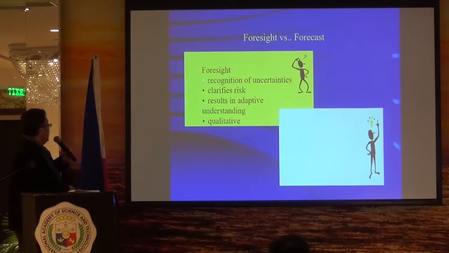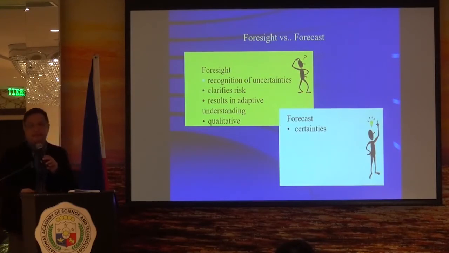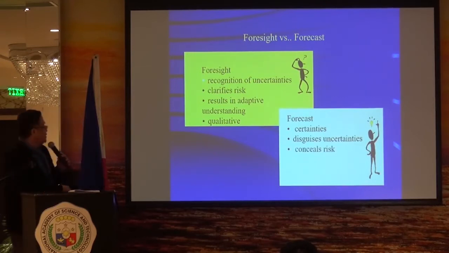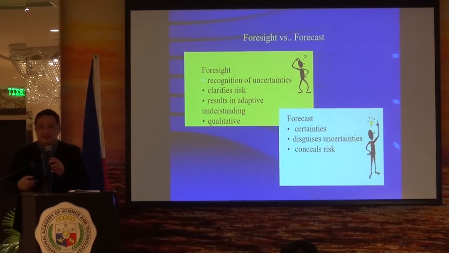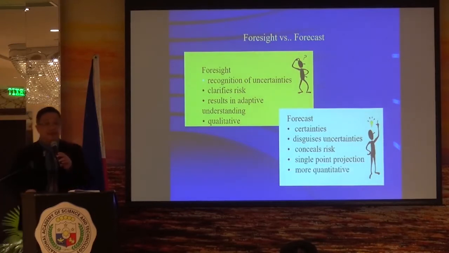Okay? Okay, how about forecasts? This is much more certainties. Okay? This is more of the predictive type. It disguises uncertainties. Once you're predicting, you are not actually saying the uncertainties. It's a prediction. And eventually, sometimes the risks are concealed. Eventually, it's a single point projection from point A to point B, moving into more quantitative.